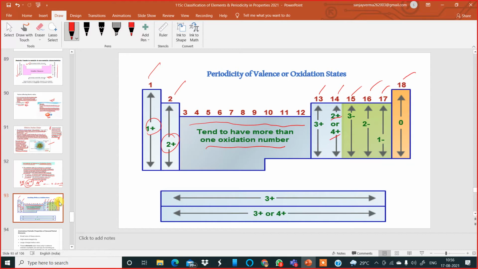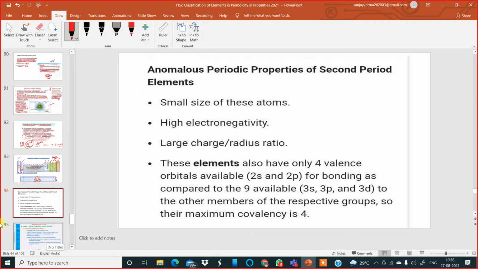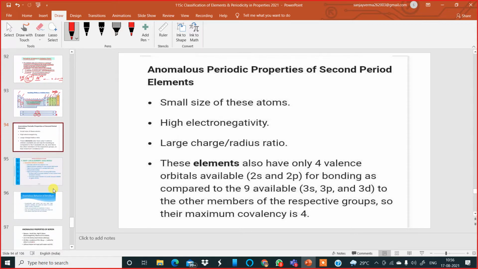If you talk about the lanthanoids and the actinoids, the oxidation state for lanthanoids is more predominantly plus 3, and actinoids have variable 3 plus and 4 plus. So please try to learn this periodicity of valence or oxidation states from this chart only. It is a very good chart which can help you remember the oxidation states of the various groups of elements and the blocks.